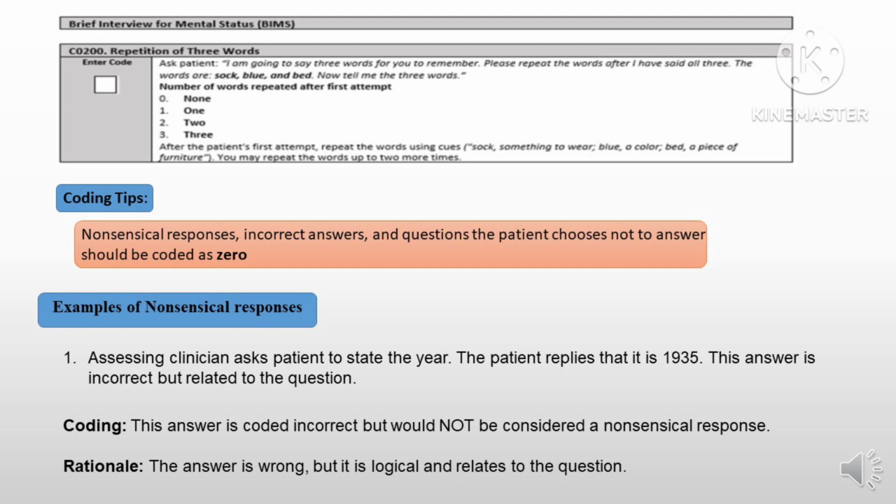Coding tips for this section: nonsensical responses, incorrect answers, and questions the patient chooses not to answer should be coded as 0. Examples of nonsensical responses. Assessing clinician asks patient to state the year. The patient replies that it is 1935. This answer is incorrect but related to the question. Coding: this answer is coded incorrect but would not be considered a nonsensical response. Rationale: the answer is wrong, but it is logical and relates to the question.